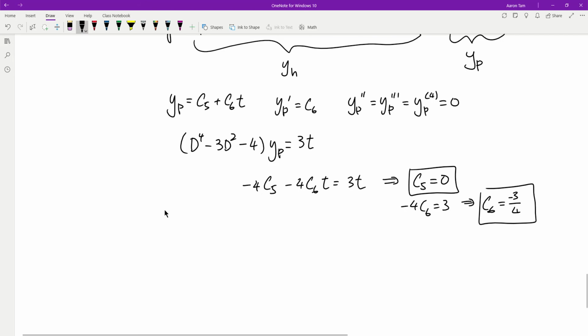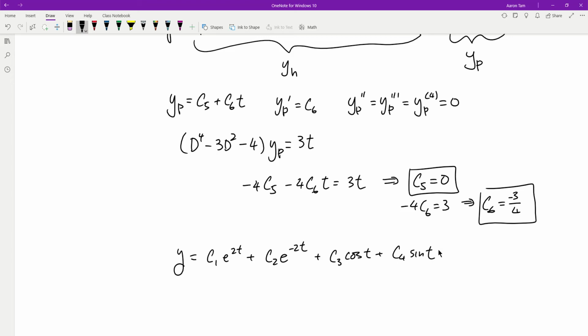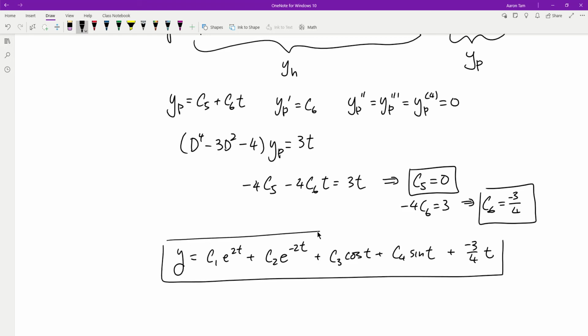And so therefore that gives us our answer for y. Our answer for y is c1 e to 2t plus c2 e to negative 2t plus c3 cosine t plus c4 sine t plus c5, which is 0, plus c6 times t, which is negative 3 over 4 t. So we got y. So that's not too bad. So now let's try to find x.